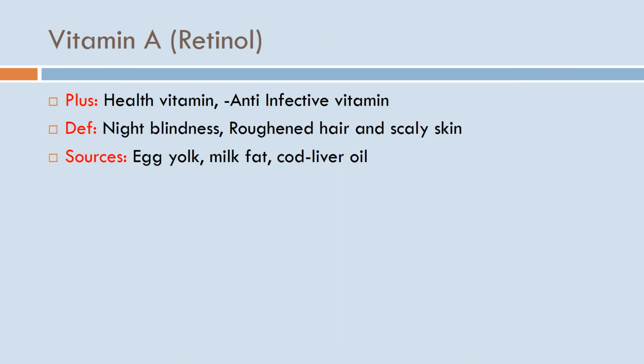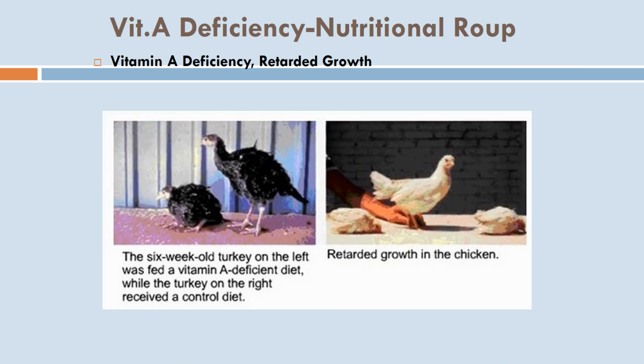Vitamin A is also known as the health vitamin or anti-infective vitamin. Simply we can say vitamin A helps in the maintenance of body health, whereas the deficiency of vitamin A causes night blindness, roughened hair, and scaly skin. These are the sources, particularly for human beings: egg yolk, milk, fat, cod liver oil. That's a good source of vitamin A. But in the case of animals, we can go for green material.